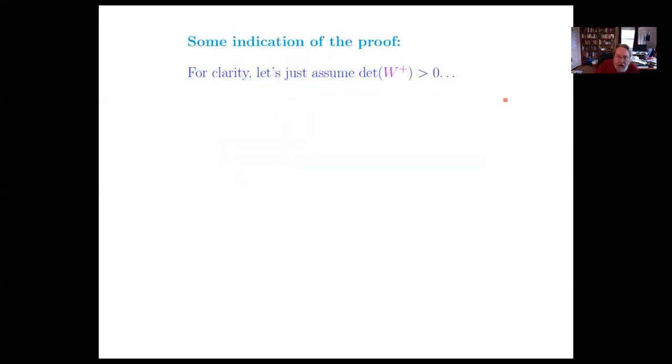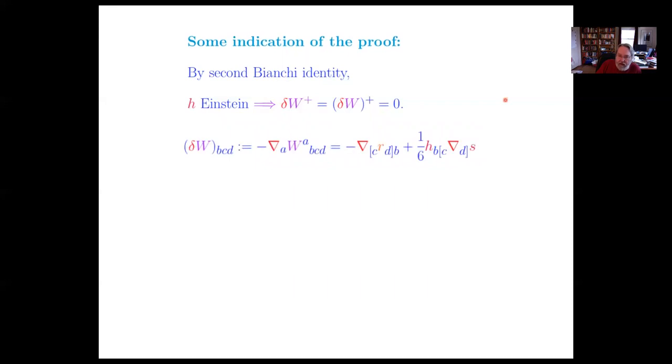All right, so let me just end with some indication of the proof. Just to keep it clear, I'm not going to use the weird condition I just indicated. Let's just assume the determinant of W plus is everywhere positive, as Peng-Wu originally suggested. By the second Bianchi identity, one consequence of being Einstein is that the divergence of W plus is 0. When I say the divergence, I just mean take its covariant derivative and then take the trace.